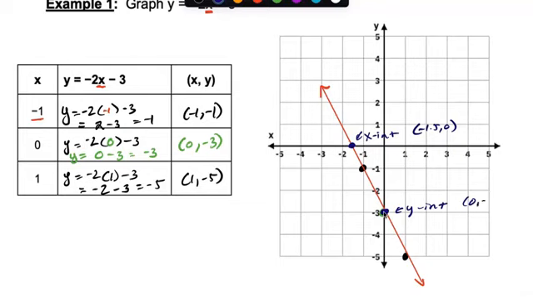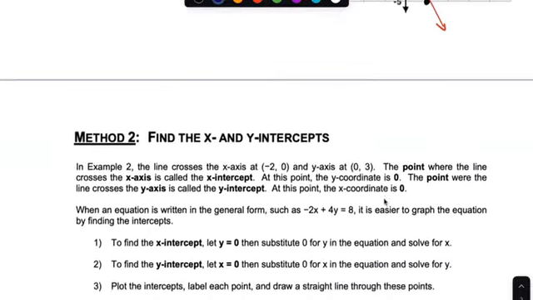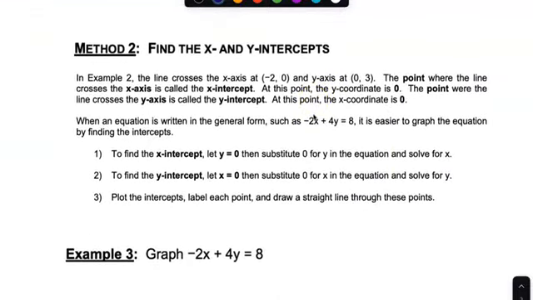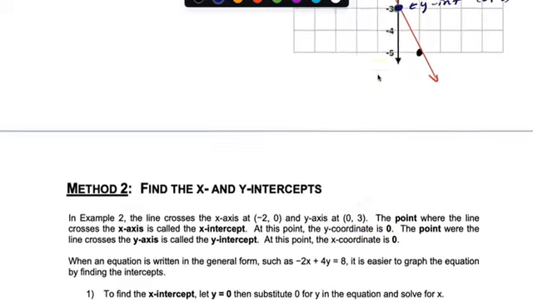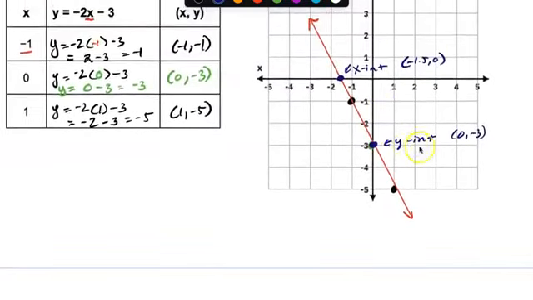Negative 3. So one way to do this is just find the x and y intercepts and connect those 2 points. So that's our next method: how do you find the x and y intercept? It's a little funky. If you look back up here, my y-intercept has the x value be 0, and my x-intercept has the y value be 0.